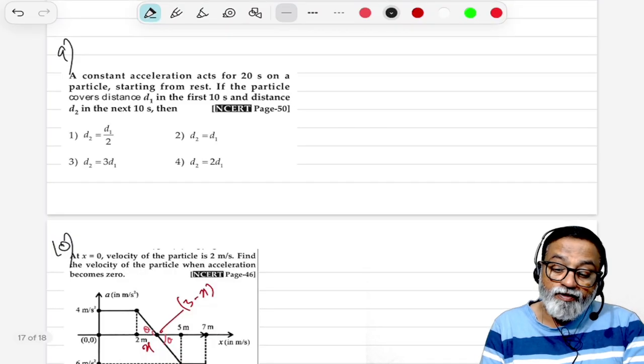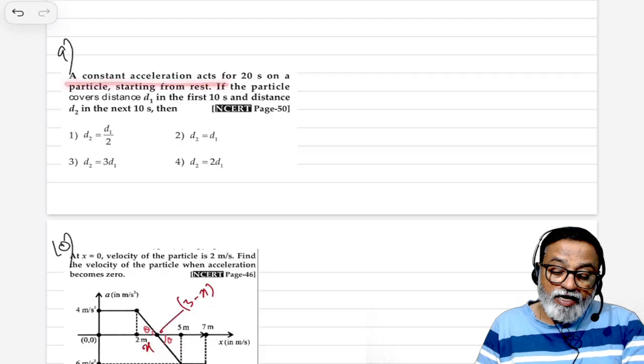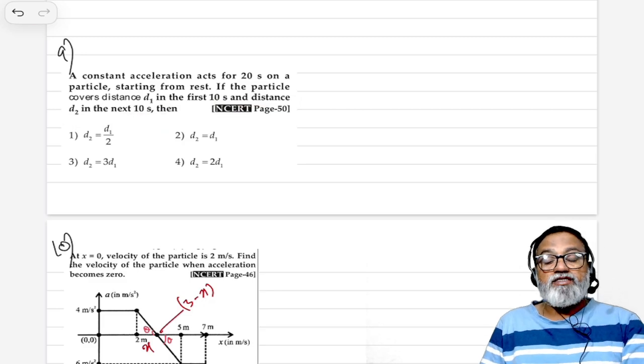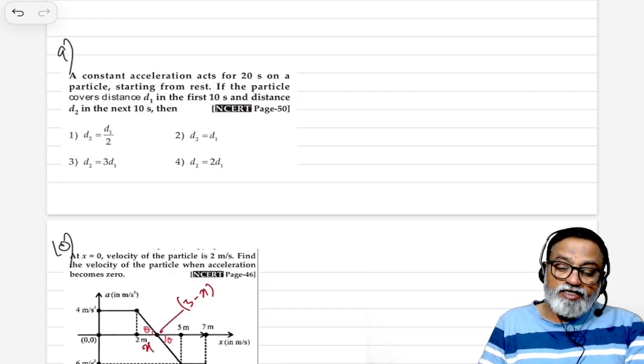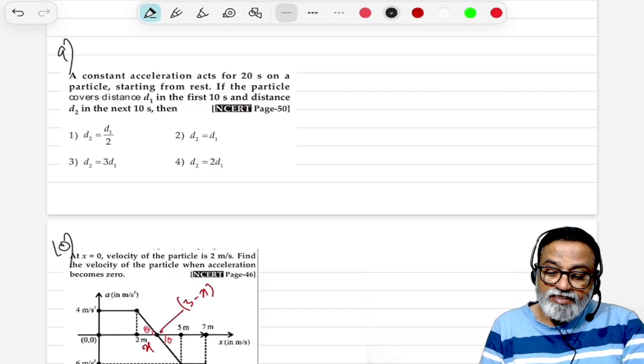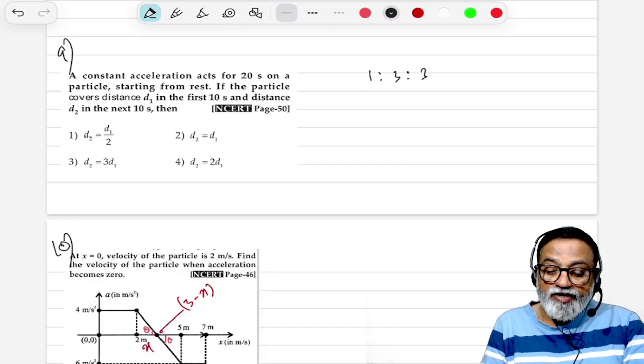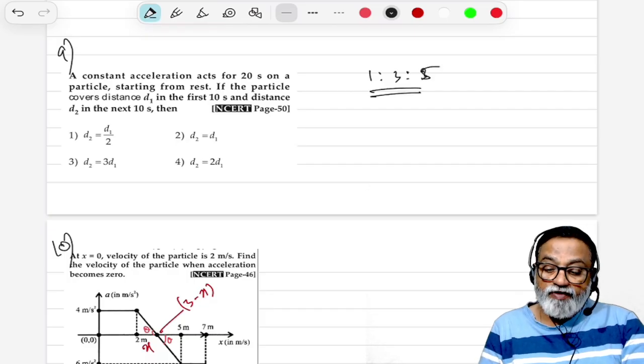Next one. A constant acceleration acts for 20 seconds on a particle starting from rest. If the particle covers a distance d1 in the first 10 seconds, find the distance d2 in the next 10 seconds. See here, when a body is moving starting from rest with constant acceleration, the distance traveled in successive seconds is 1 is to 3 is to 5. Therefore, here the next interval d2 means 3d1.